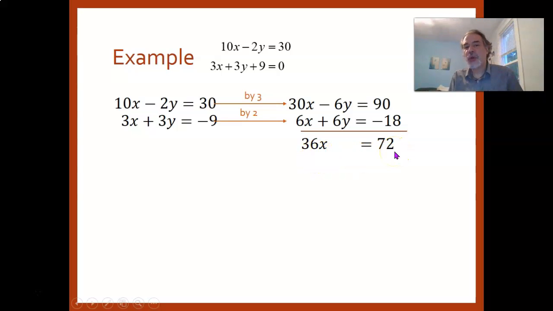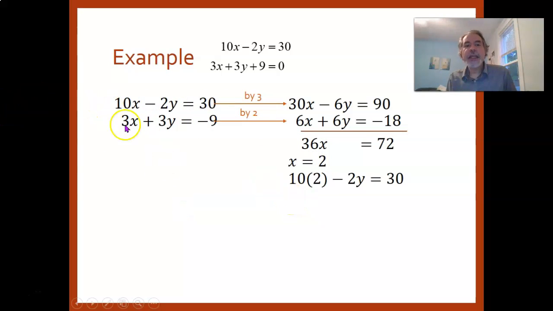36x equals 72. Okay, now to get from 36x to just x, divide both sides by 36. X equals, well, 72 divided by 36 turns out to be 2. What do we do with that 2? Are we all done? Is that our final answer? Well, that's only one of the variables. We need the y that goes with it. So take that 2 and stick it in place of x in either one of these equations.